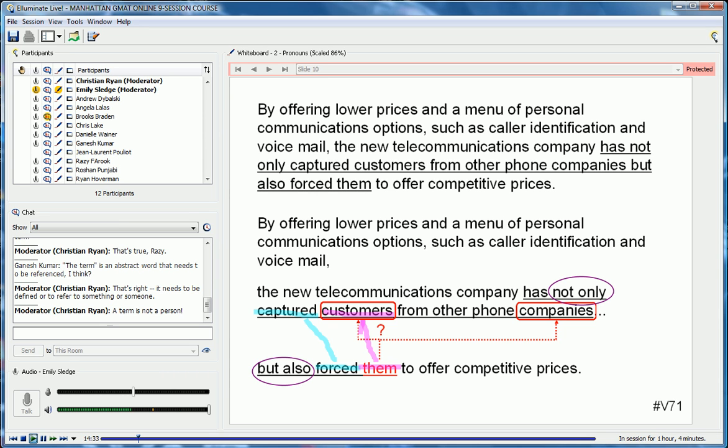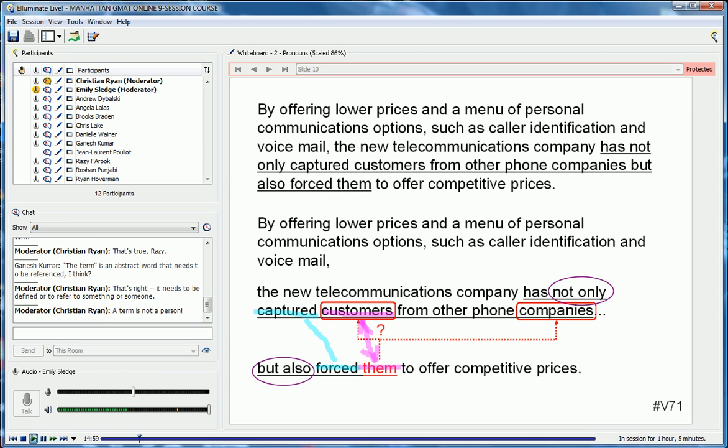So I would even make the case that not only is them unclear in terms of antecedent, there's really good reason to believe that it's actually pointing a little bit more towards customers than it is towards companies, the intended plural noun. Let me know if that does not make sense. If it does, give me a smiley face.